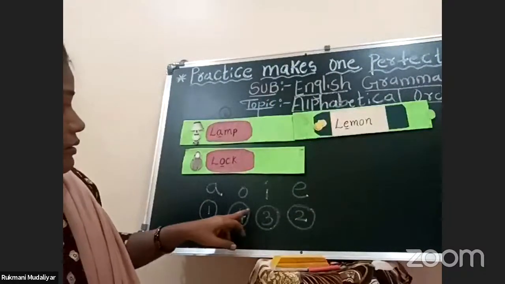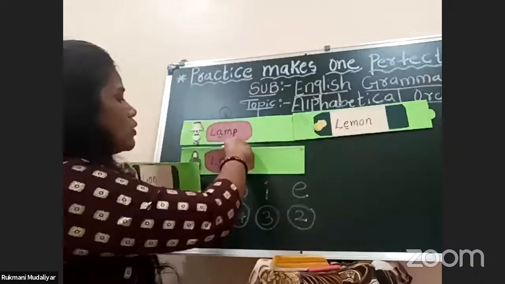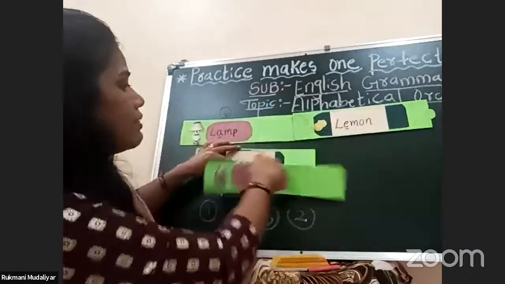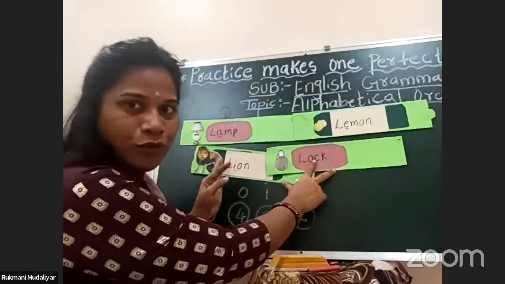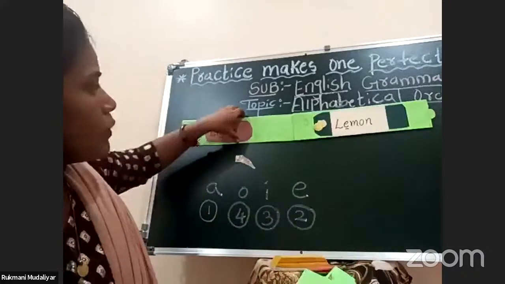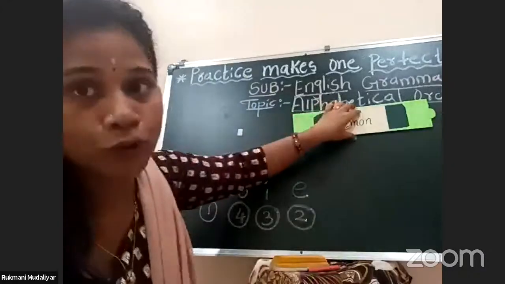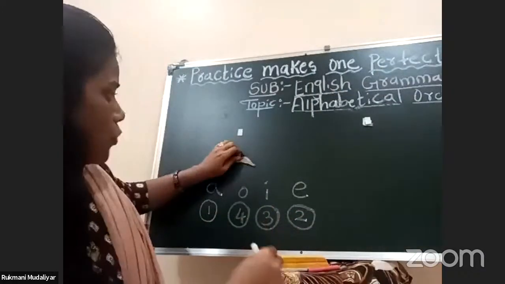And then I for lion. So lion will come here. And then the last is log. So this is how we have to arrange when the first letters are the same. We have to move on to the second letters. Okay, children. Now come to more examples.